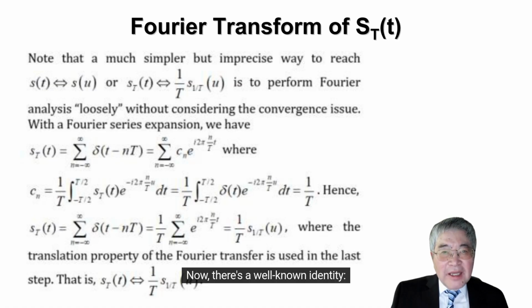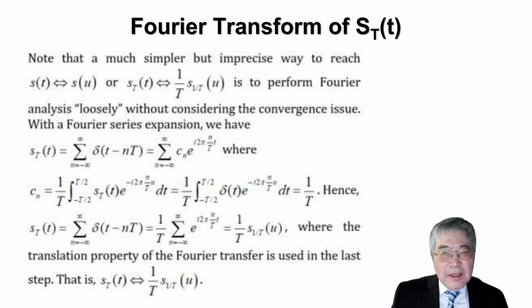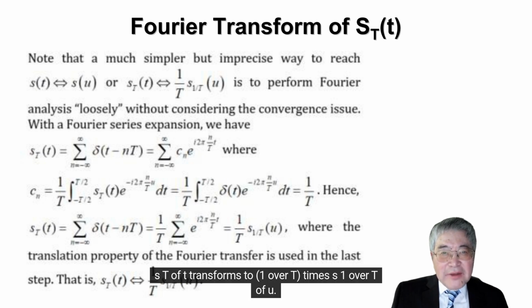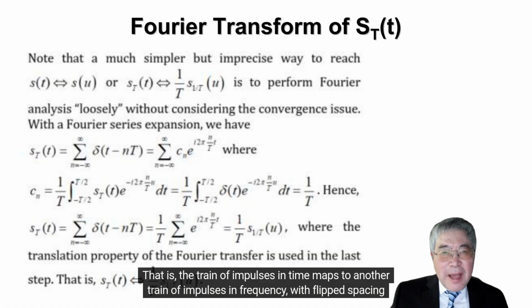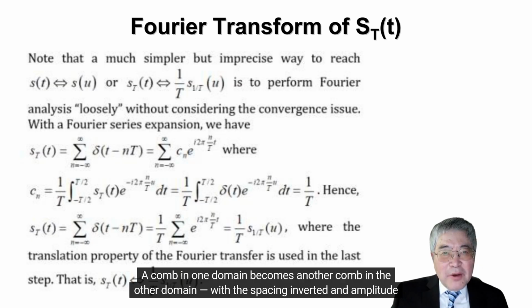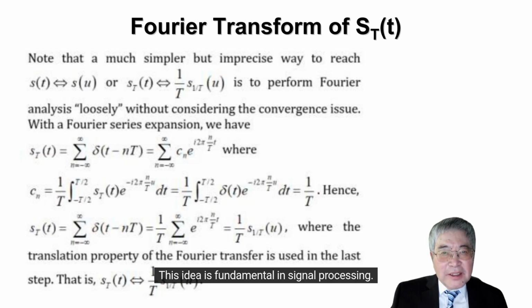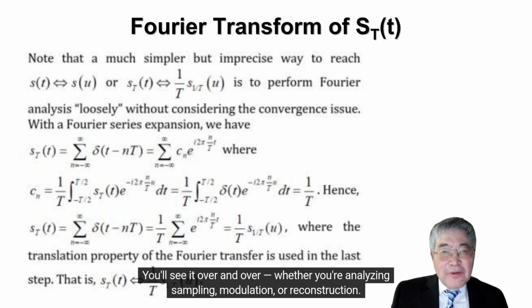Now there's a well-known identity. A sum of complex exponentials with equal spacing and equal weights becomes a train of delta functions in the frequency domain. So finally we can write s_T(t) transforms to 1 over T times s_{1/T}(u). That is, the train of impulses in time maps to another train of impulses in frequency with flipped spacing and scaled amplitude. This is what we call a Fourier pair. A comb in one domain becomes another comb in the other domain, with the spacing inverted and amplitude scaled. This idea is fundamental in signal processing. You'll see it over and over, whether you're analyzing sampling, modulation, or reconstruction.